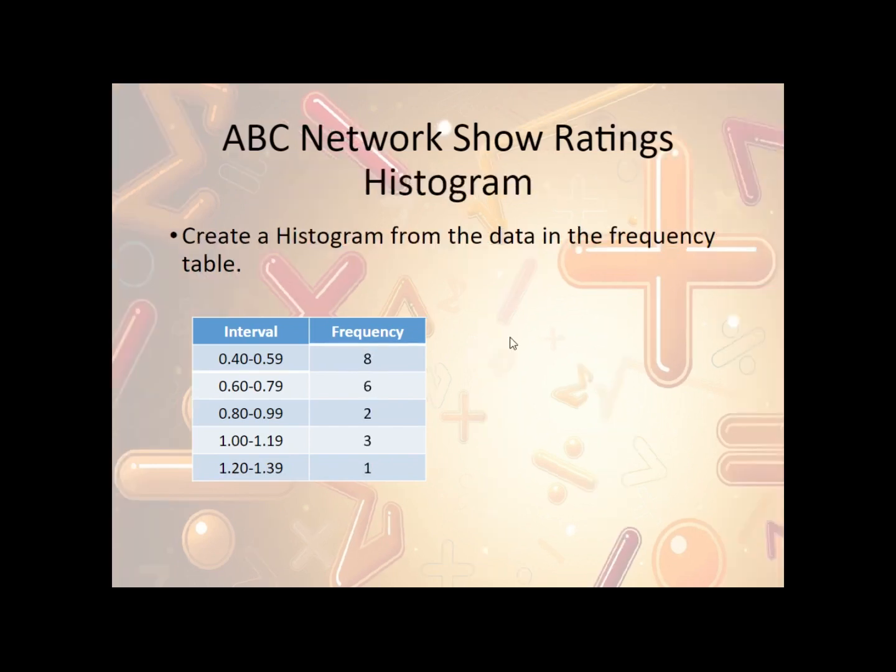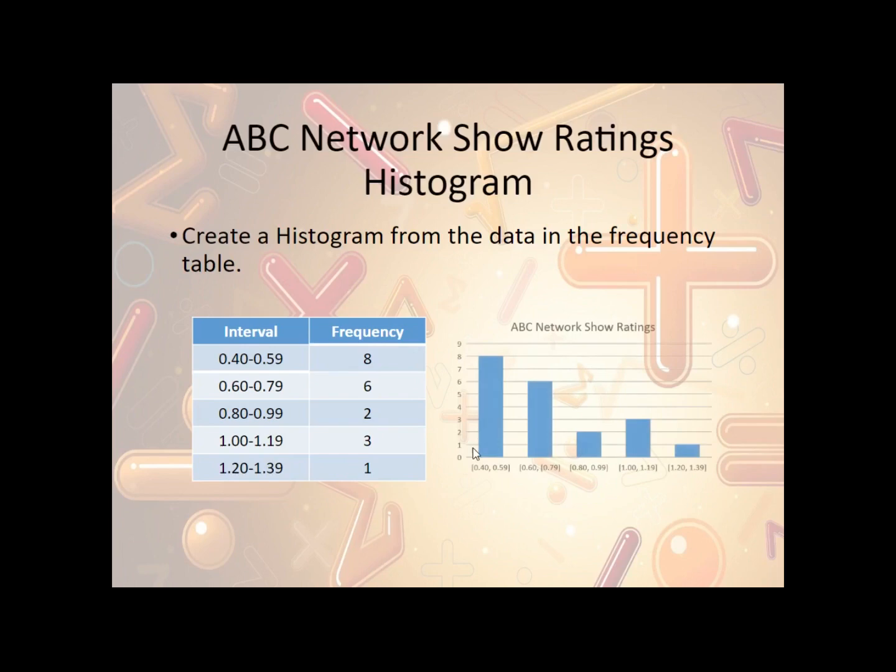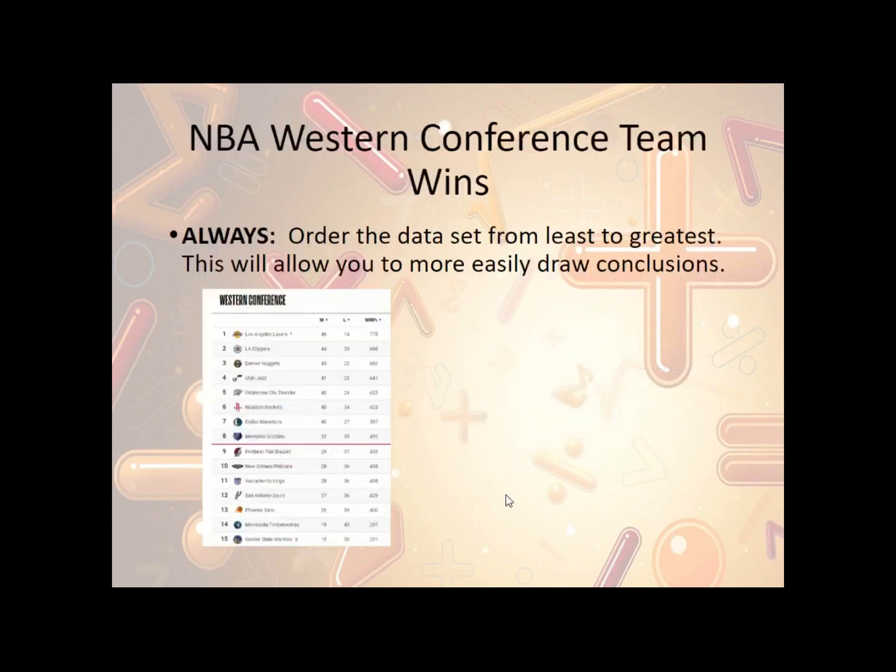Now that we've created our frequency table, we can now create a bar graph or a histogram to represent this data. So if we do that, we would have our interval from 0.4 to 0.59, and we draw a bar that goes up to 8 because that was our frequency. Then here, from 0.6 to 0.79, we would go up to 6 and then back down. And then we'd have a frequency of 2 here, 3 here, and 1 here. So this is just a graphical way to represent our frequency table.